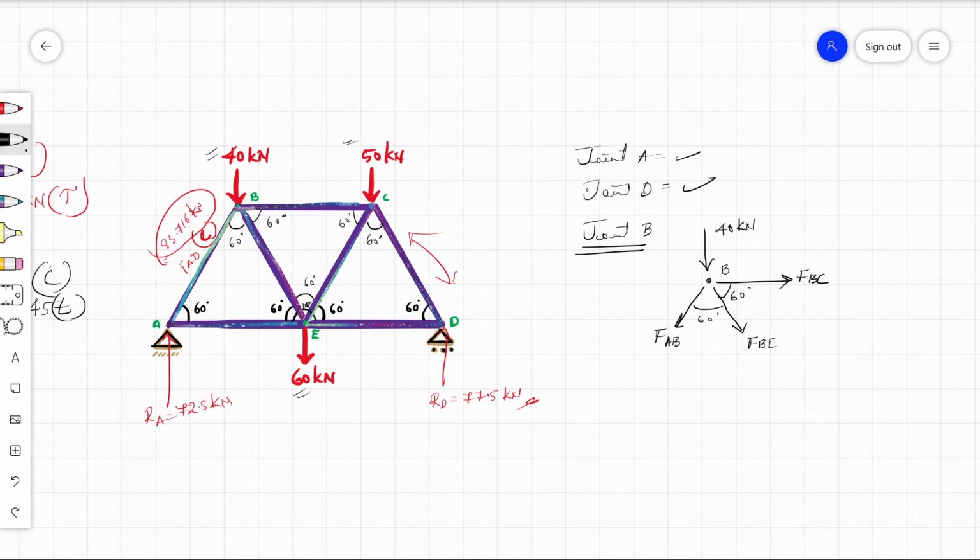Remember one thing, if I take this as an x-axis, this force FAB is also making a 60 degree angle to the x-axis. Either to the x-axis it is making 60 degrees or 120 degrees. Any one you can take.